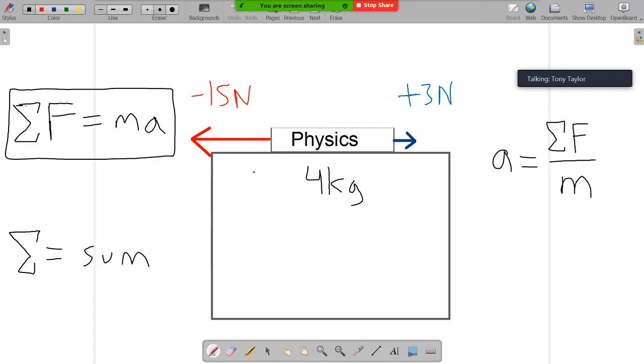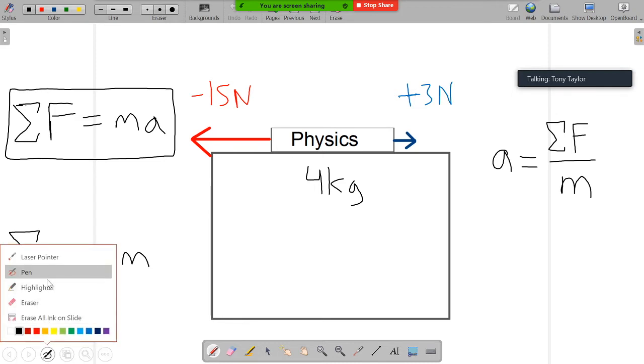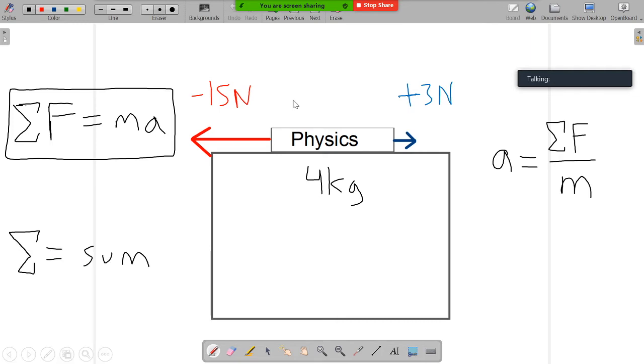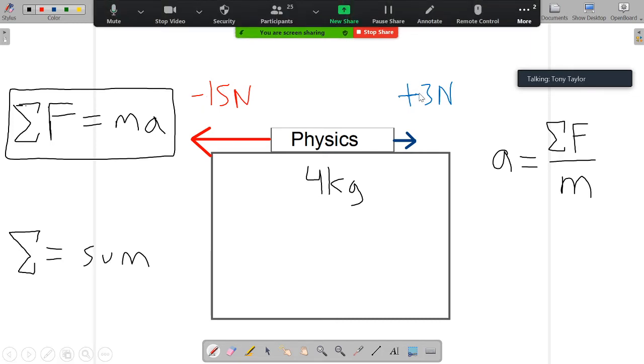If I add up all these forces here, to be specific, there are two forces. If I add up the two forces acting on this object, can someone tell me what is the result? What is the sum of the forces? When you add up this force plus this force, what do you get? This plus this.